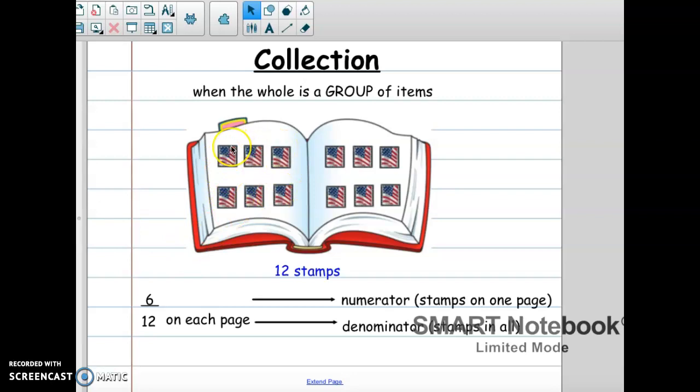6 stamps are on each page. That becomes our numerator, and the 12 stamps from our total collection becomes the denominator. So the fraction to represent the collection on each page is 6/12.